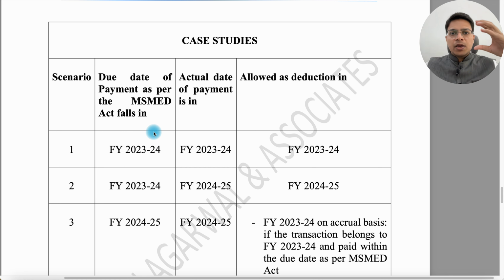I repeat, you got the due date as per the MSMED Act, which is in the financial year 23-24. You have made the payment to the supplier also in 23-24. Then there is no impact to you. Your computation will remain as it is and the deduction for the purchase or the expense will be allowed as it is in financial year 23-24. So the first example is very simple.